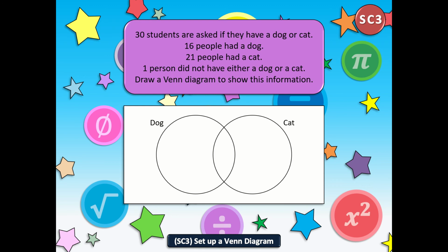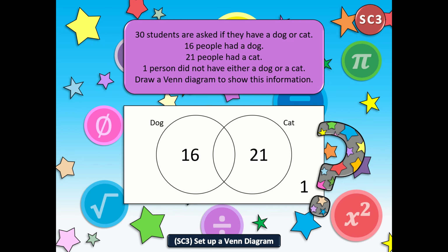So 30 students are asked if they have a dog or a cat. 16 people have a dog, 21 people have a cat, 1 person did not have either a cat or a dog. We want to draw a Venn diagram to show this information. Now a lot of people, when they answer a question like this, answer it like this, which is incorrect. If 16 people have a dog, that means the dog circle needs to add up to 16. And the cat circle must add up to 21.